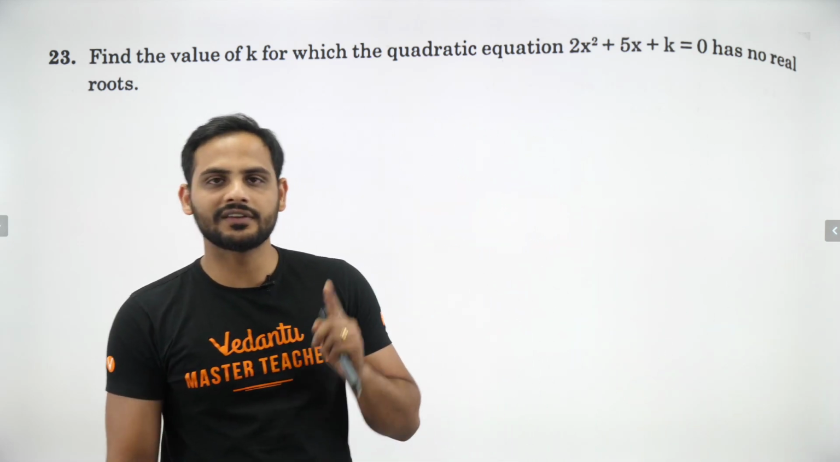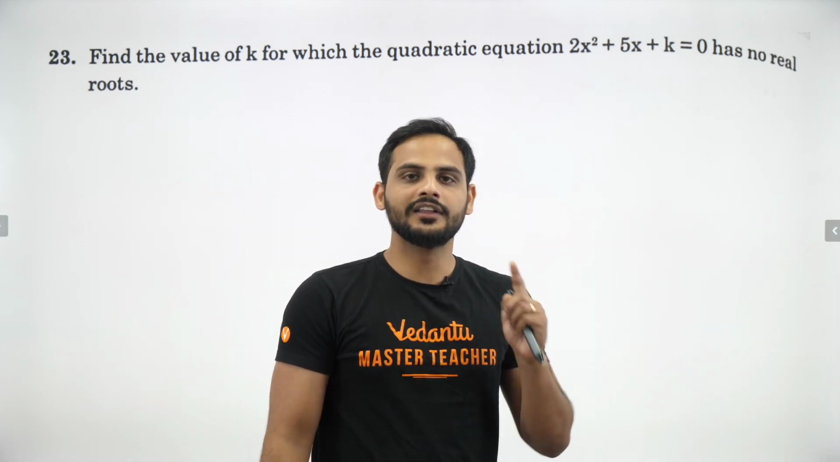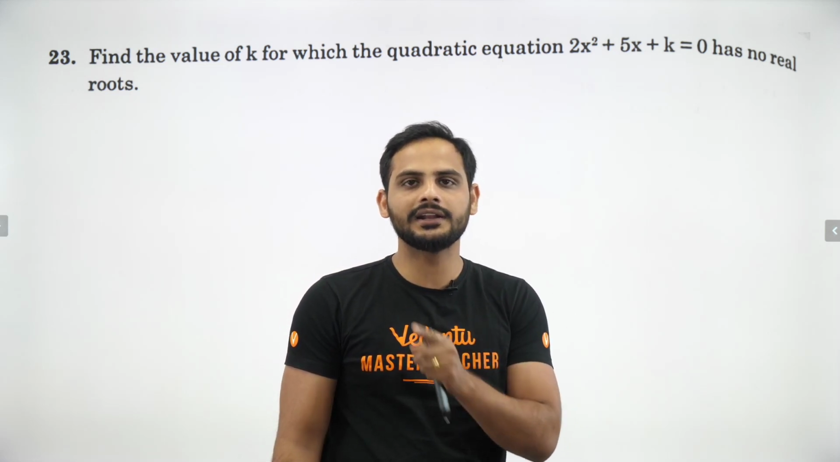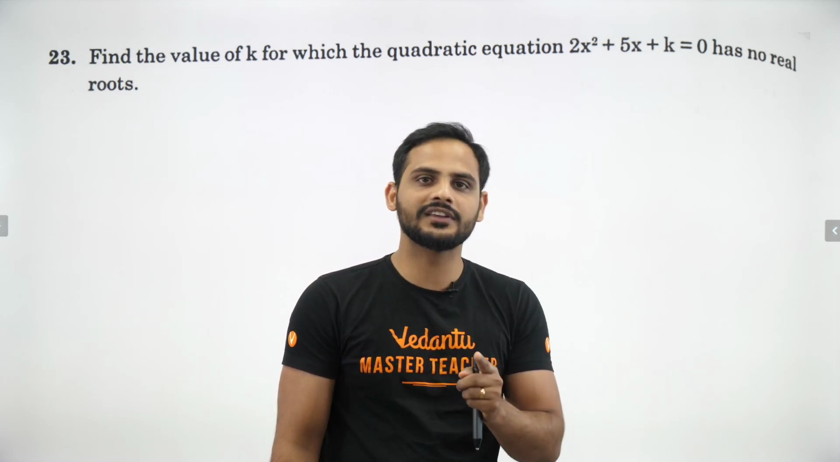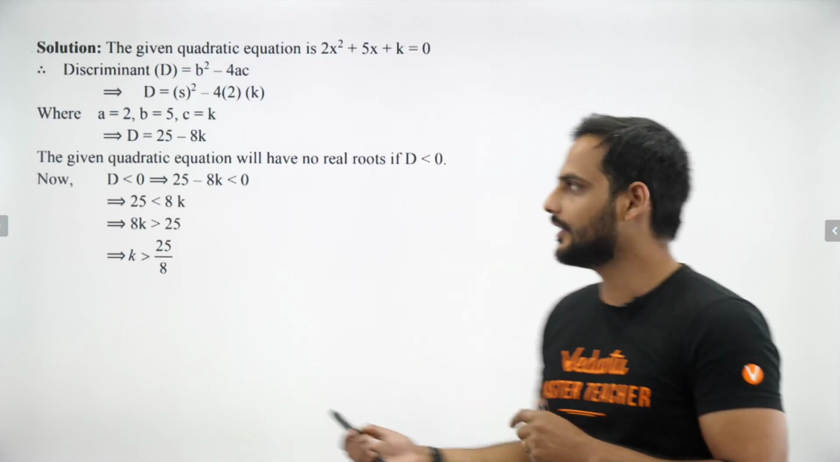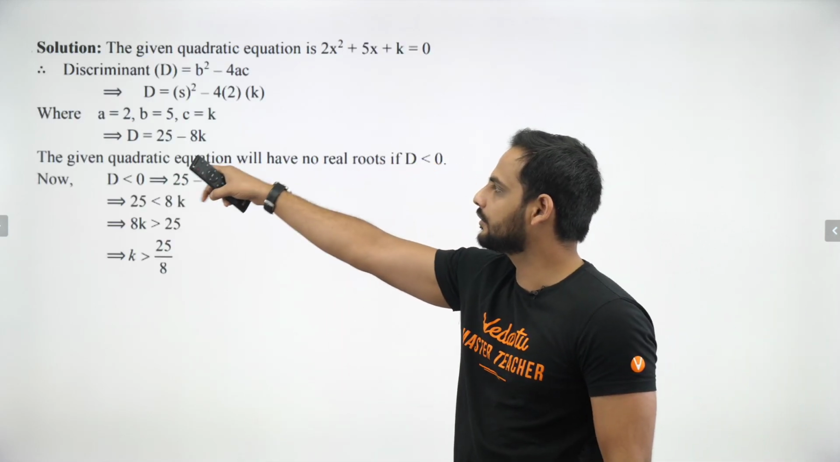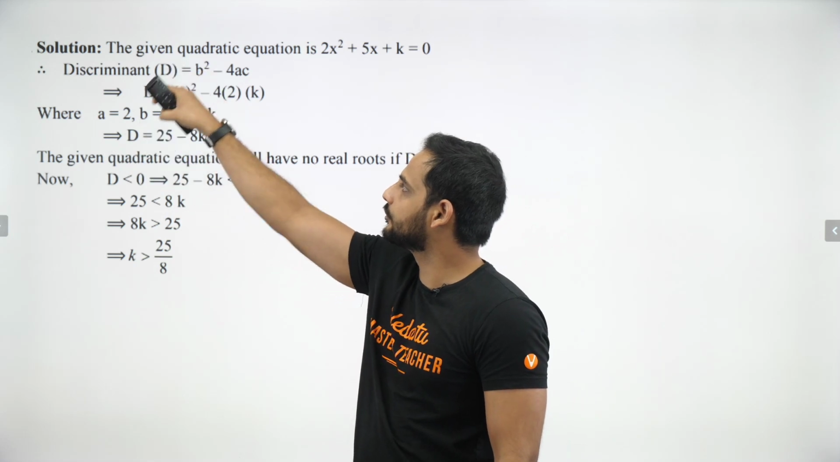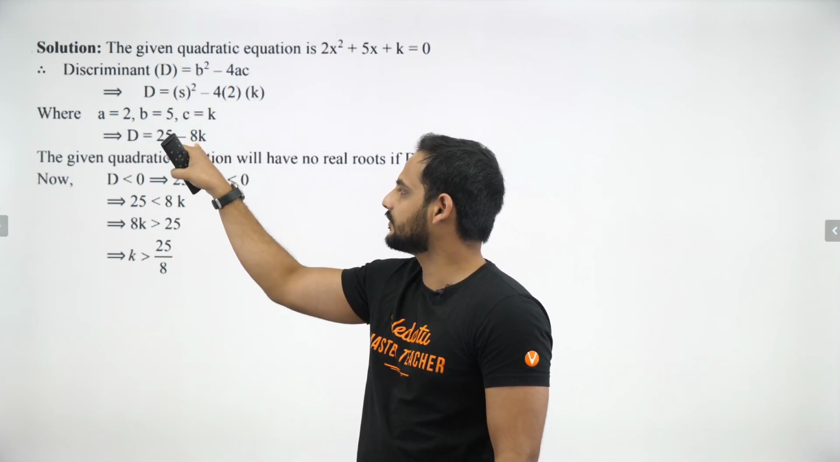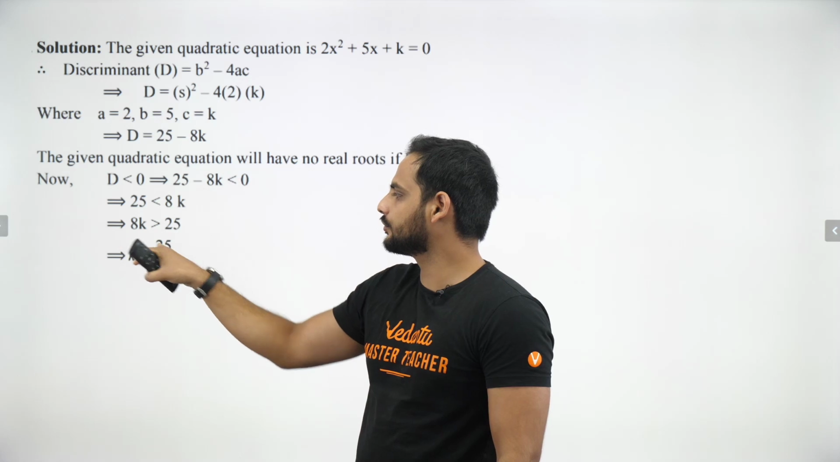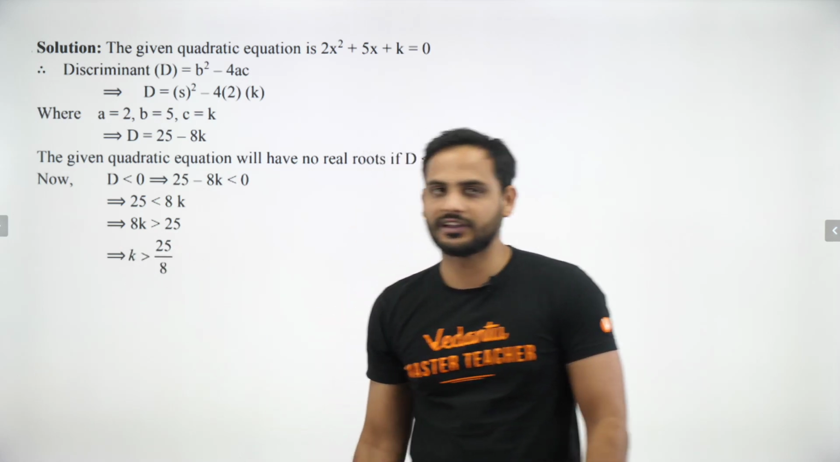Discriminant greater than 0 means real and distinct roots. Discriminant equal to 0 means real and equal roots. And discriminant less than 0 means no real roots. So you have to find out discriminant less than 0. Here the discriminant is 25 minus 8k. Solve it for less than 0, so you will get k greater than 25 by 8.